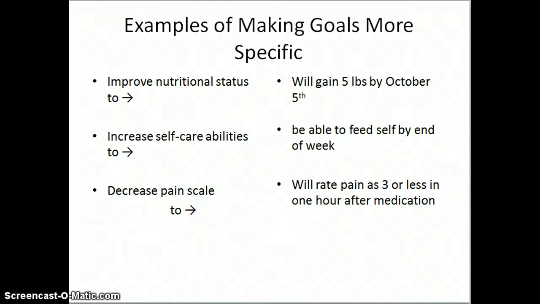To make our goals more specific, you can see that the first slide has improved nutritional status. But if we put the client will gain 5 pounds by October 5th, that's much more specific. I can measure that. I can identify that, yes, they have gained 5 pounds, or that they are able to feed themselves by the end of the week, or that they will rate their pain as a 3 or less 1 hour after the medication. So when you're writing goals, you want to make them as specific as possible so we can have that goal in mind and know if we met it, partially met it, or didn't meet it at all.